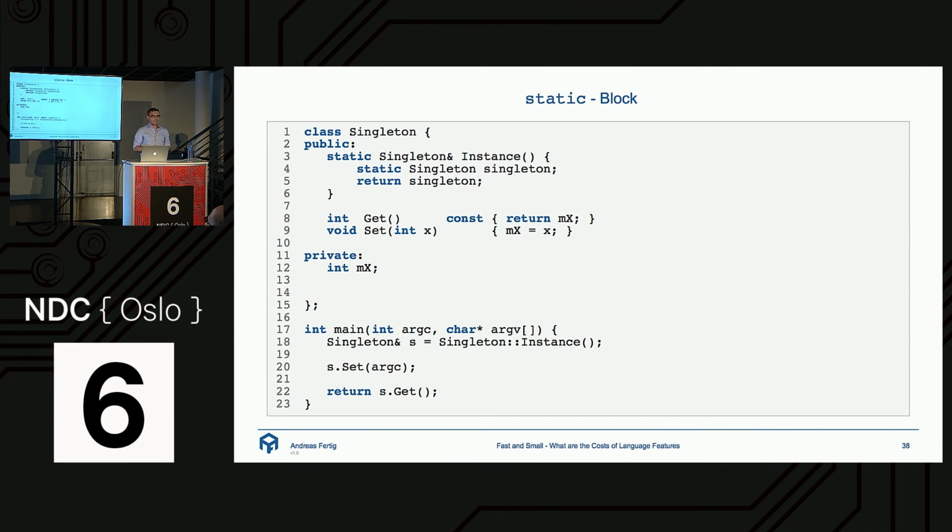Let's switch here. We have this singleton still. We have the static in there. And it's a bit more complex. I take an instance of that singleton. It has a set and a get now. And in the set, I pass argc, and that's just to get the optimizer off my back. I don't like this part getting optimized away, and then I return the get.